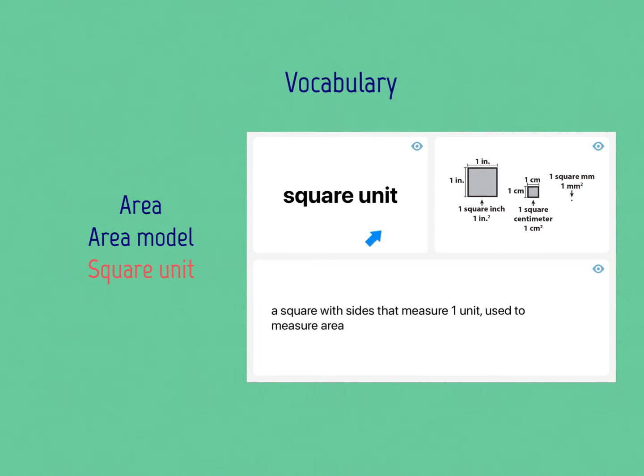A square unit is a square with sides that measure 1 unit, used to measure area. This is the unit that we use because all area units are squared. In our first example, we have 1 inch by 1 inch, which means it is a 1 square inch block. Then we have 1 centimeter by 1 centimeter, so it's 1 square centimeter block. And then 1 millimeter by 1 millimeter, so it's 1 square millimeter block.